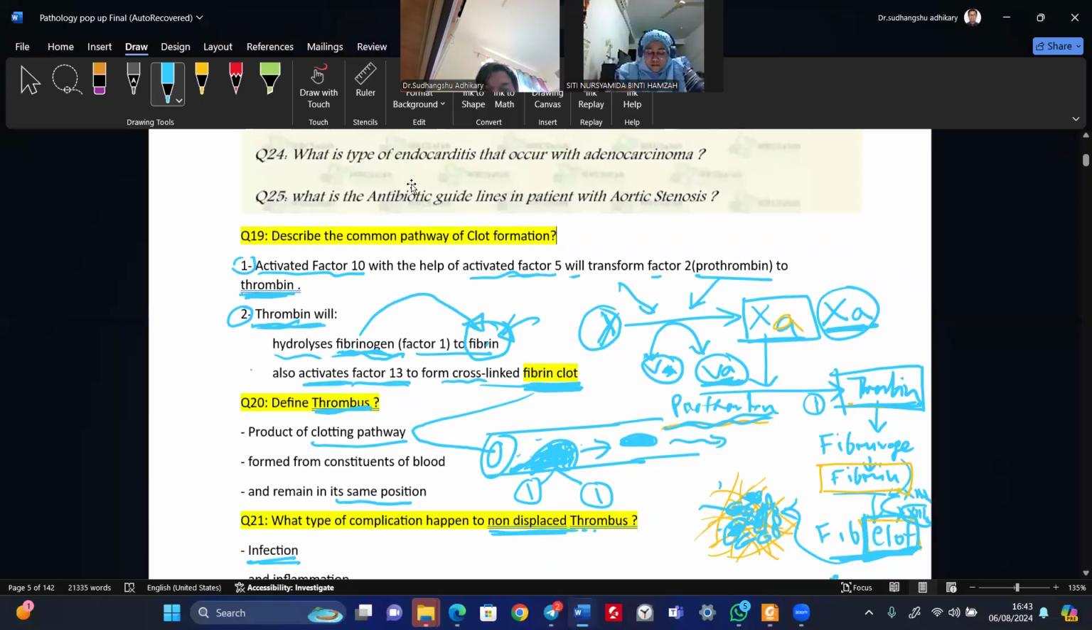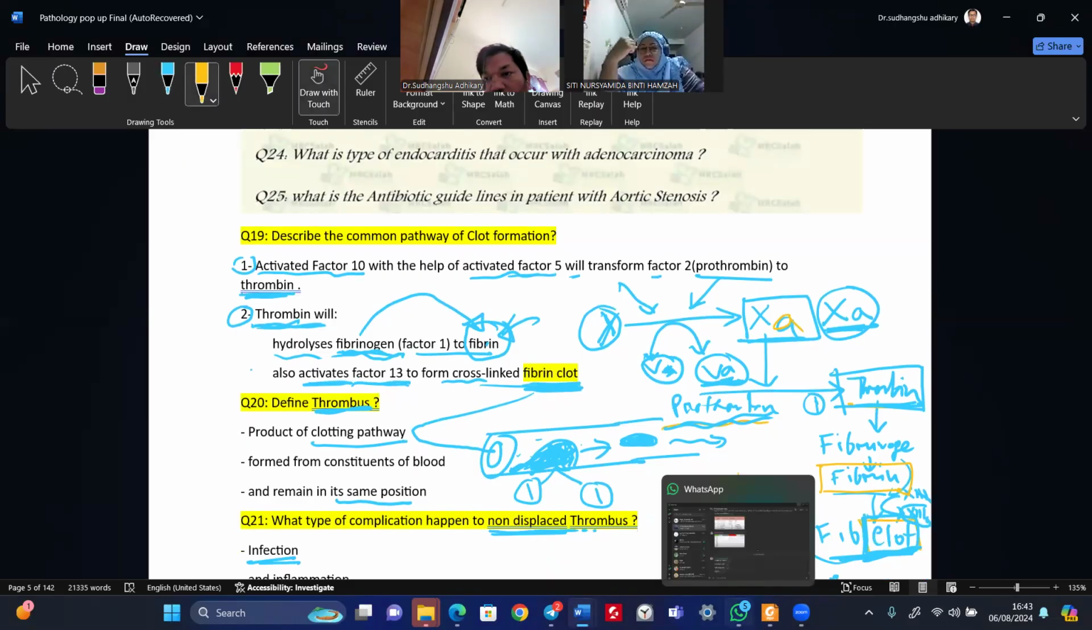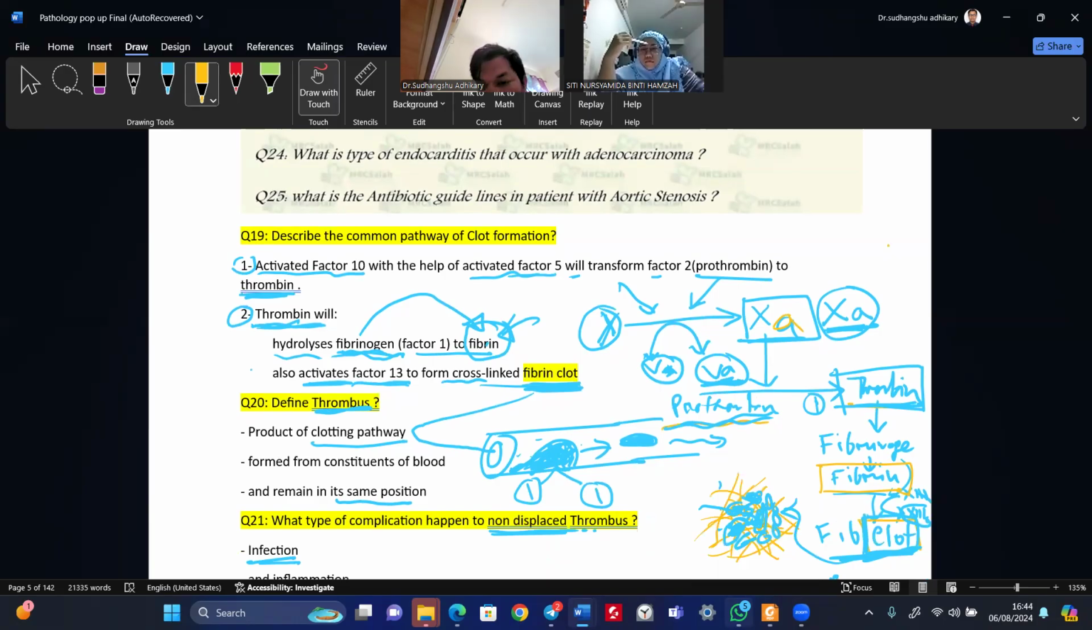Common pathway of clot formation. They asked for the common pathway, meaning it is related with factor 10. We know 10 is the common pathway, right? So how is 10 activated, or how is 10 working? Where is 10? Here is 10.